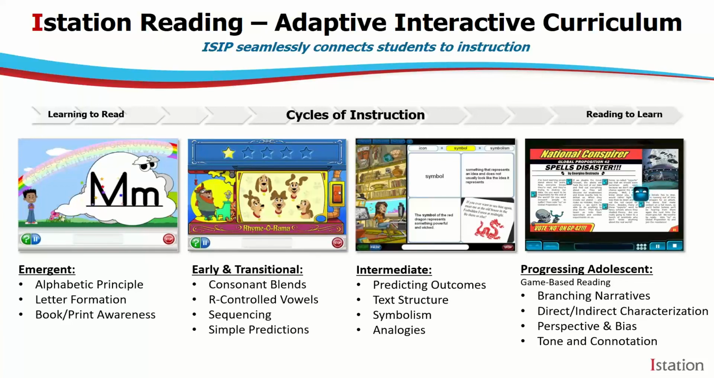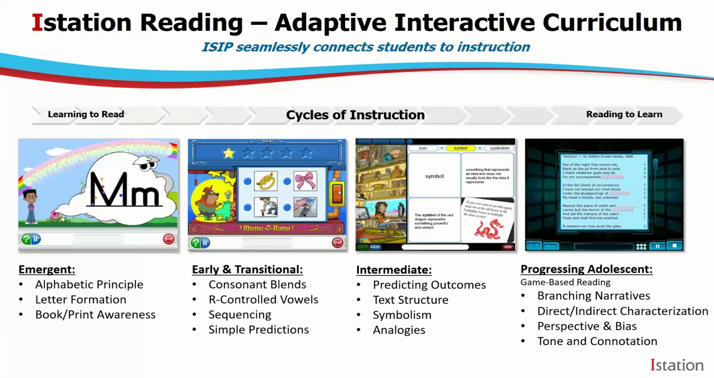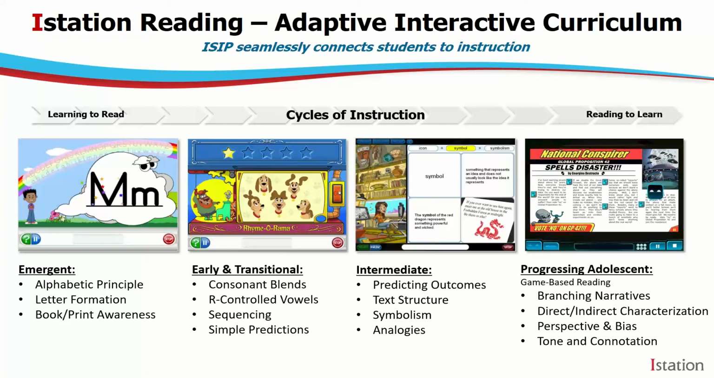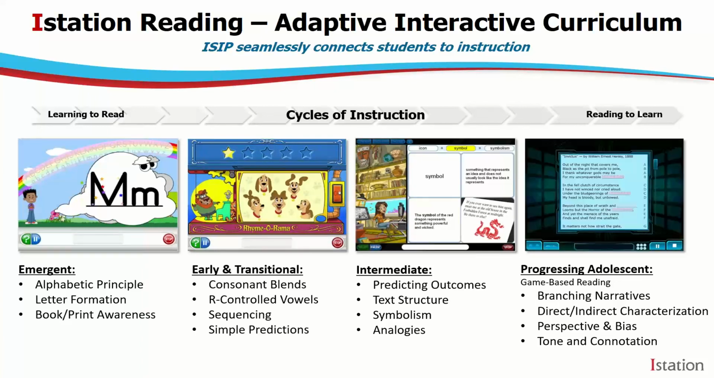And students can be placed into those cycles of instruction, again, based on that zone of proximal development of what they need. They could be placed in skills that are learning to read, reading to learn. But the idea here is that we are differentiating the instruction. Our goal here is never to replace you as the educator. Our goal is really just to enhance a student's learning.